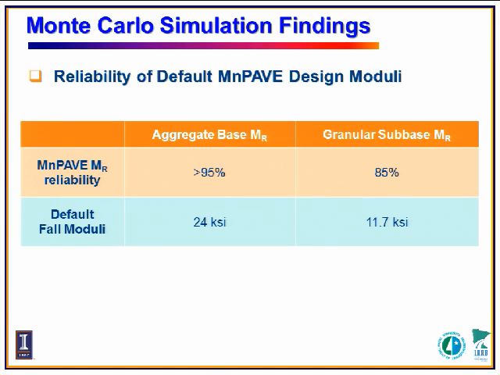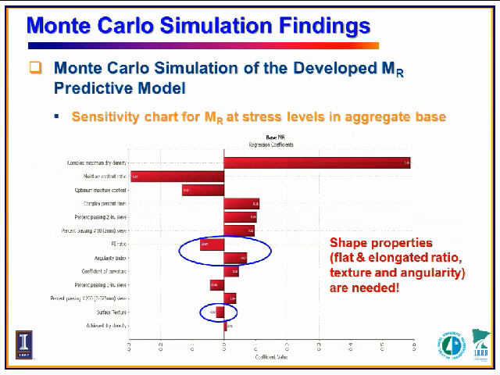We can see that currently the default modulus for aggregate base, 24 ksi, has a reliability larger than 95%. And the granular subbase default modulus of 11.7 ksi has a reliability of 87%. So that means those default moduli are reasonable if you don't have exact information. Another piece of information we got from the Monte Carlo simulation is the sensitivity of each individual parameter to resilient modulus.